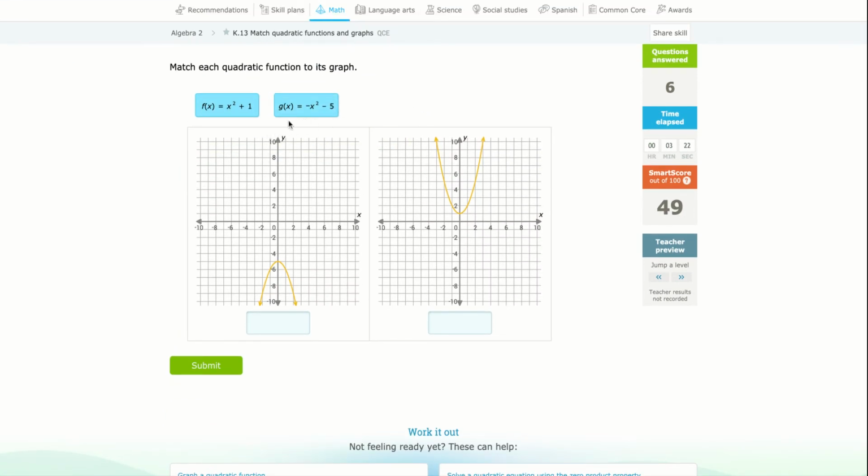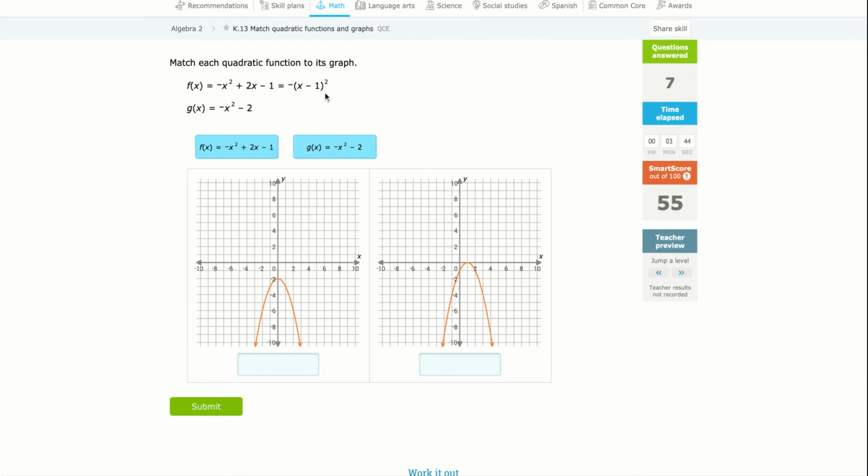Now, these don't have x-intercepts, but now what they're trying to teach you is a vertical shift. This is an x squared function. Well, actually, I'm going to go back to opened up and down. This one's opened up. This one's opened down. That was even quicker than doing the vertical shift of -5 down and +1 up.